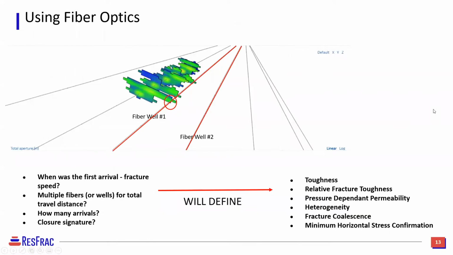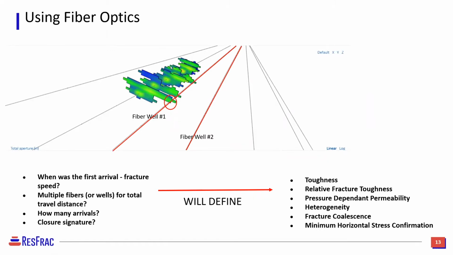Let's start looking at fiber optics. In this scenario, I just have a well, and I actually have 2 fiber wells, but really, it would probably be better to have 1 fiber well and then frac all these other wells around it. From that, you can start understanding how fast that first arrival was. What was the propagation rate? If you have multiple wells or multiple fibers, you can start to understand what the travel distance was.